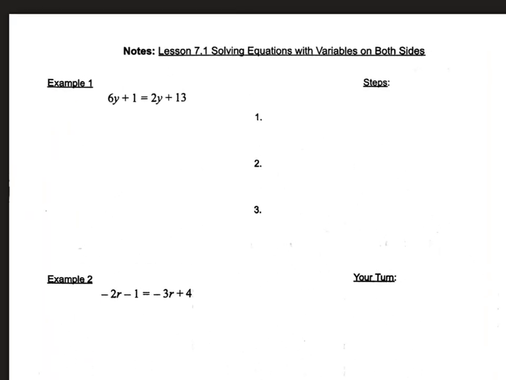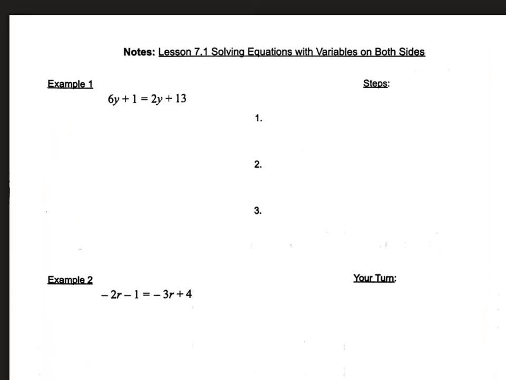Hello Math 8, Mr. Bainey here, and this lesson is 7.1, solving equations with variables on both sides. Previously, you learned how to solve one and two-step equations, so knowing how to do those is going to help you a lot here. Let's go straight to our first example. We have the equation 6y plus 1 equals 2y plus 13.